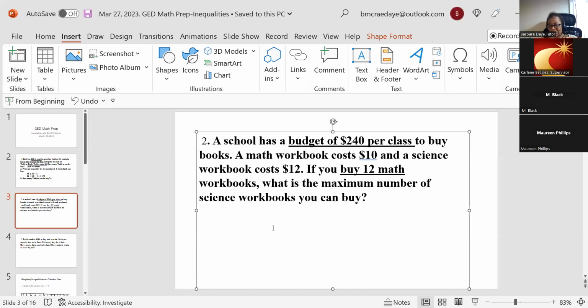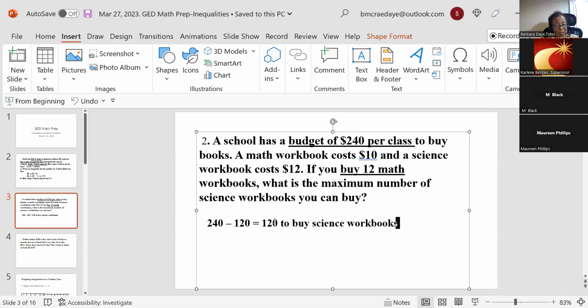Yes, Mercedes, you got the answer? I got the answer already before you. Yeah, this was definitely Mr. Math. 240, and you spent 120 on math workbooks. That was 240 minus 120, right? So you have 120 to buy science workbooks, right?